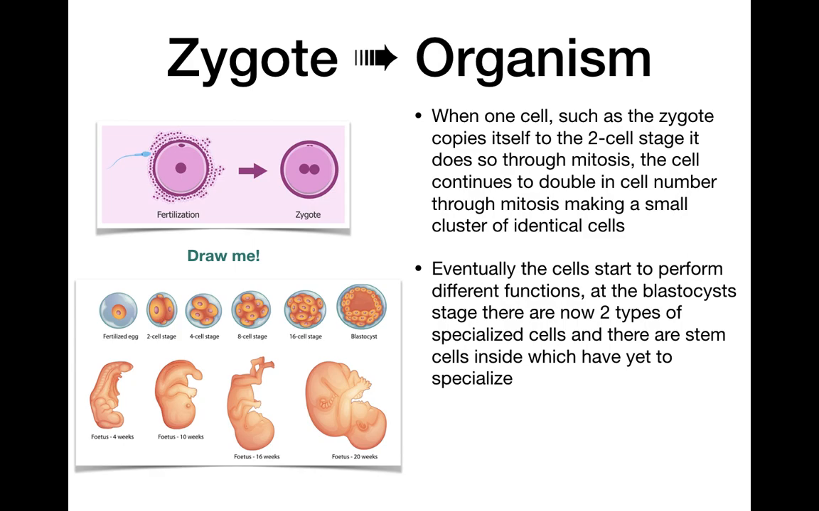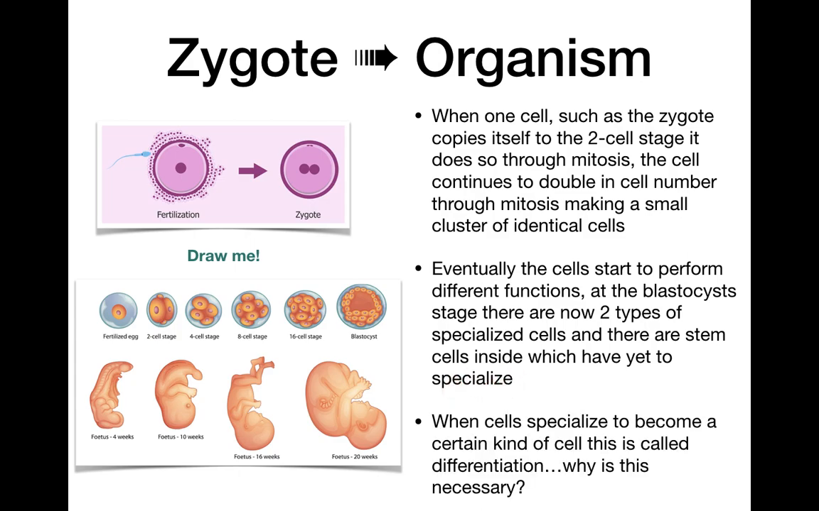So at the blastocyst stage here, it's about 100 cells total. There's 2 types of specialized cells, and then there are also stem cells inside. And the stem cells are like all of these ones. They haven't become anything yet. They're just a general cell that can become anything because it has the DNA to become anything. And none of the DNA has been turned off yet. It's all there, and it's able to specialize into certain kinds of cells.